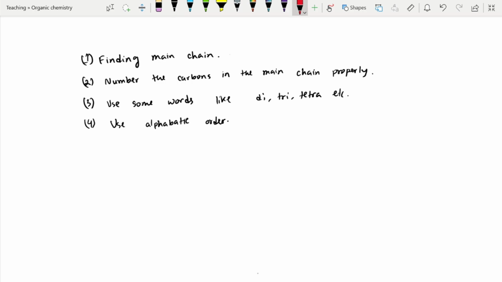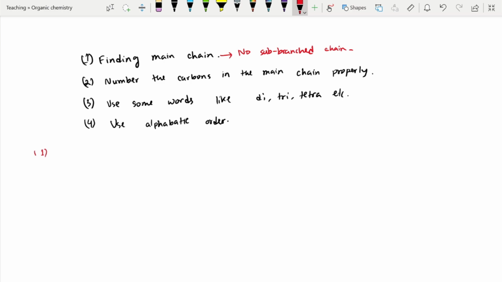Okay, remember, you must find the main chain in such a way that you will find no sub branch chain in that compound. So this is very important, guys. For starters, let's start with this compound.